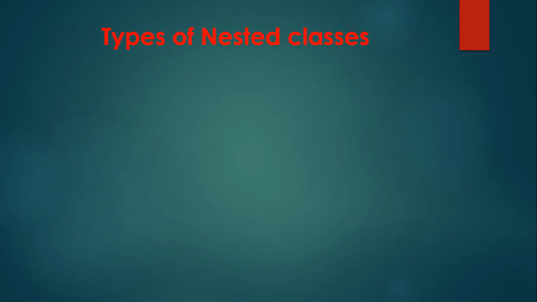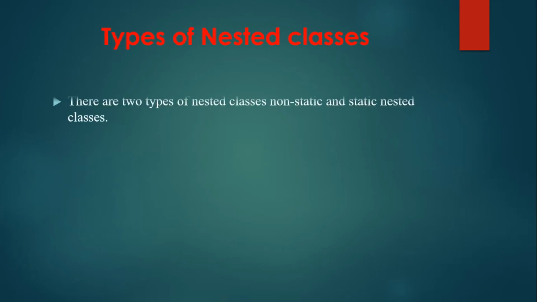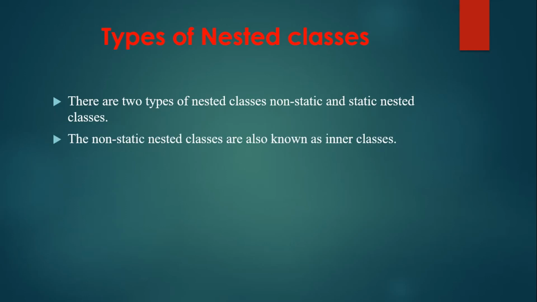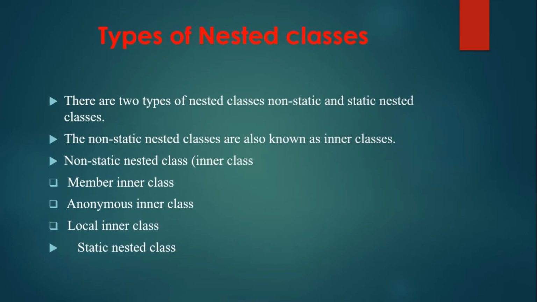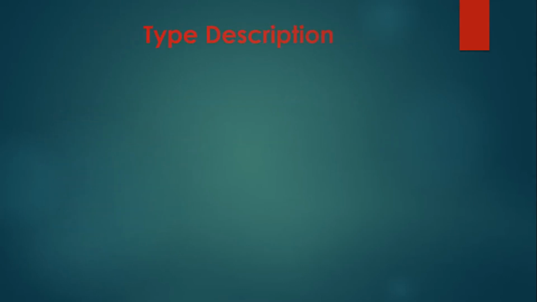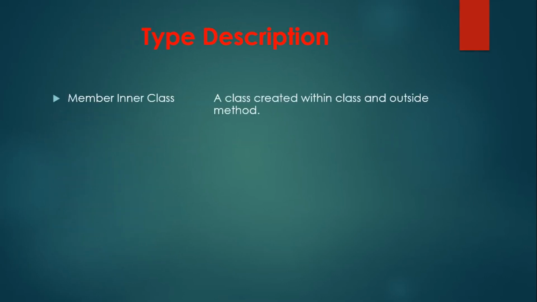So let's discuss the types of nested classes. There are basically two types of nested classes. The first one is non-static nested classes and the second one is static nested classes. The non-static nested classes are also known as inner classes. And non-static nested classes contain three kinds: member inner classes, anonymous inner classes and local inner classes, and then there are static nested classes. So let's discuss these types of classes.